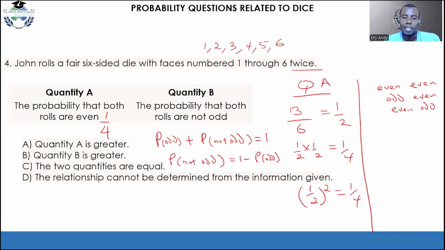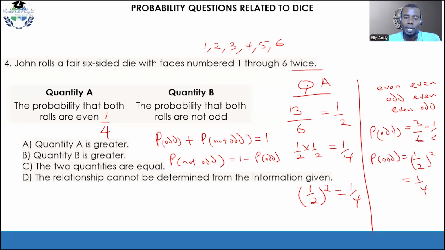And this makes sense because calculating the probability of odd is much simpler than going through all this arrangement. So the probability of odd twice, that will be how many odd numbers? 1, 2, 3. So that is 3 out of 6, which is a half. But it is rolled twice. So that is a half to power 2. So that gives us a quarter.